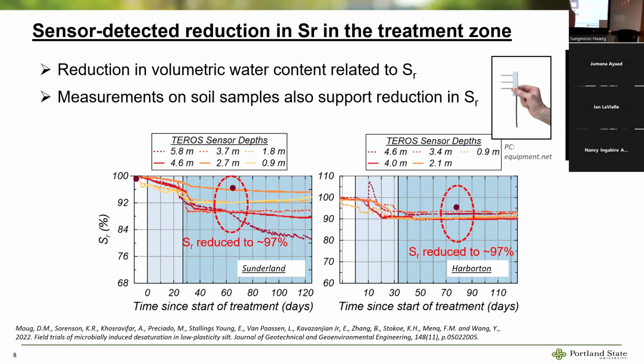And at both sites, the Sunderland and Harborton site, we saw a reduction in saturation as read out by these sensors, and then also confirmed with another source of evidence, the measured saturation from intact Shelby tube samples. So what we say, based on the samples and the moisture sensors, is that we reduce saturation to at least 97% at these 2 sites.